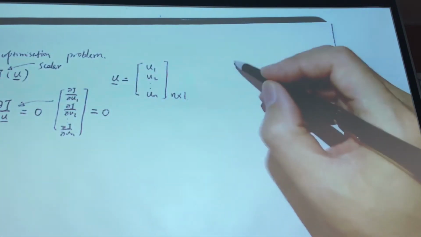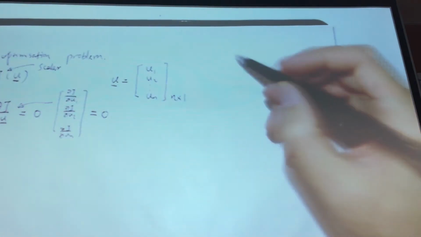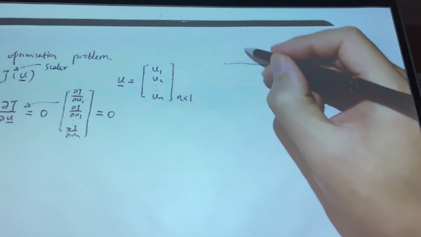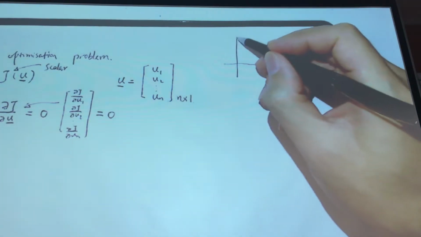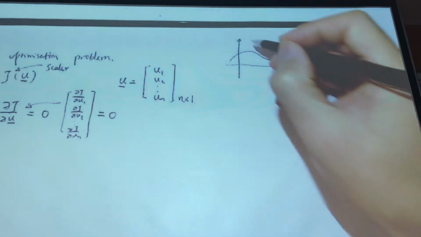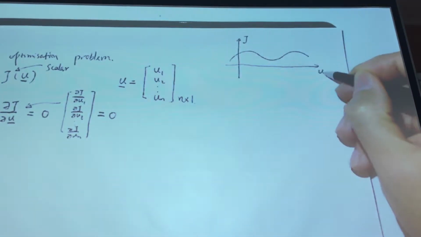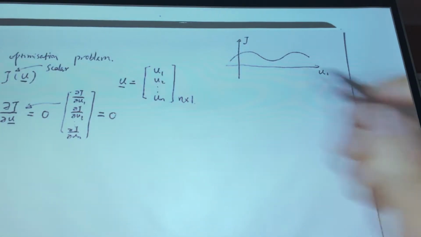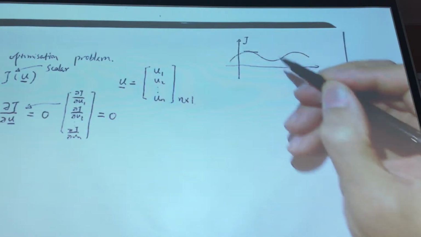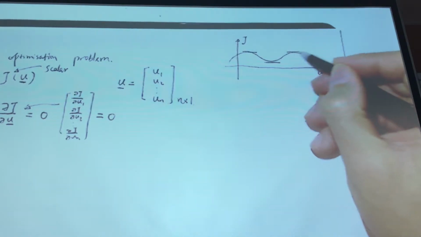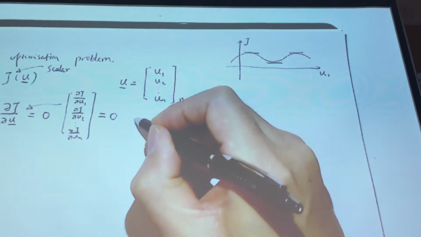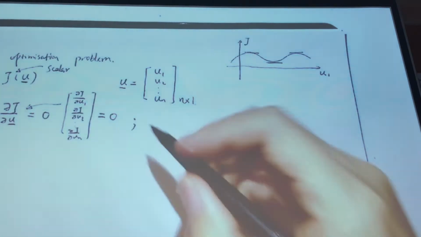Graphically, the necessary condition is to determine all the extremos. For example, if we have a function like this, it's J, and here is u1, say a one-dimensional space. The necessary condition will give us the solutions to all these extremos. So this is the first set of conditions.